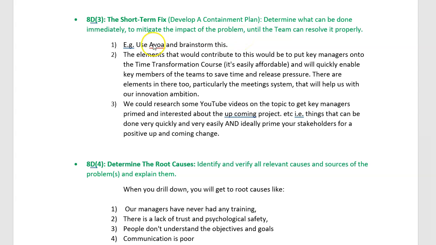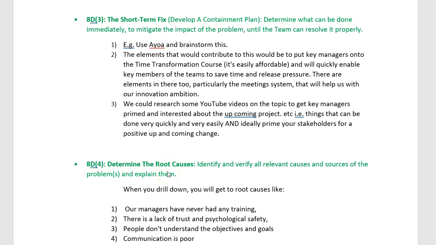Use AOA to brainstorm this. One action that could be a quick fix here could be to put all key managers onto the time transformation course. It's easily affordable and would quickly enable key managers in the teams to save time and relieve pressure. There are elements in there too, particularly the meeting system, that will help us with our innovation development too.